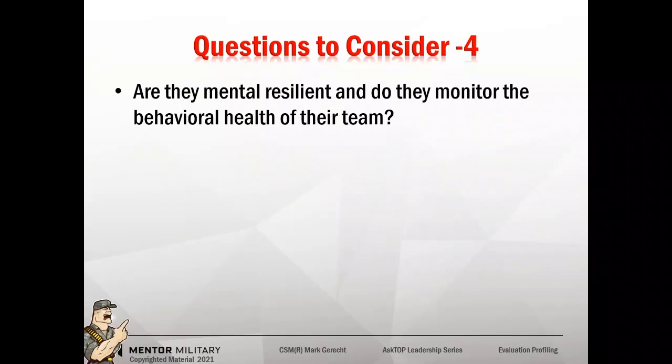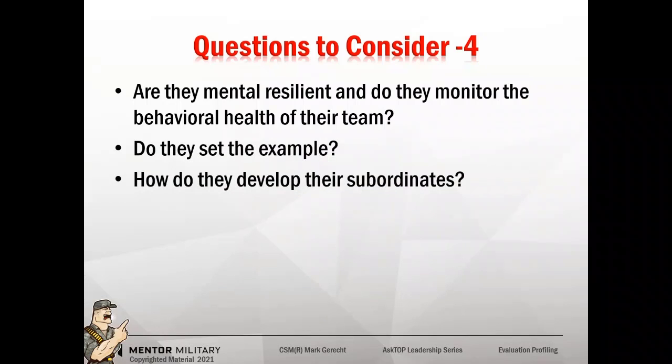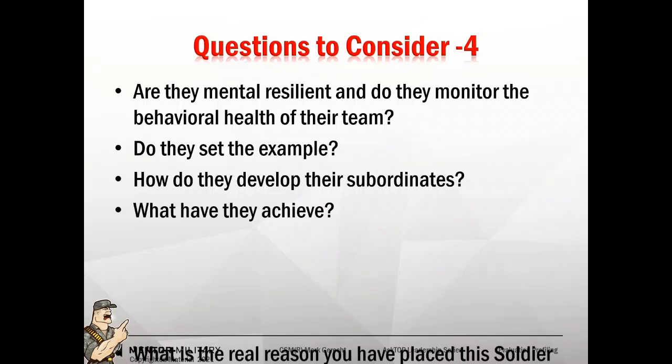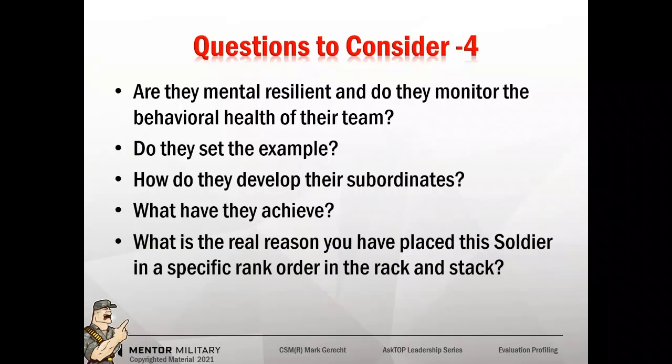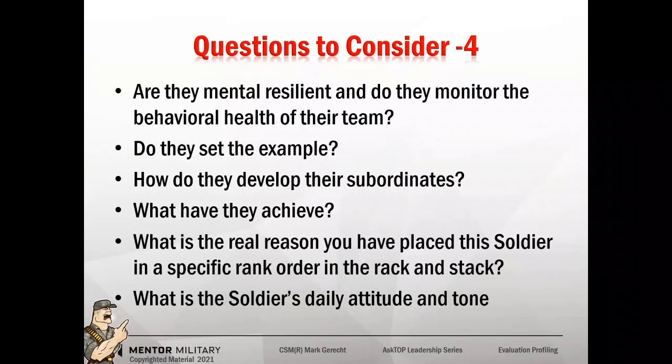Are they mentally resilient, and do they monitor the behavioral health of their team? If so, how are they doing it? Do they set the example? How do they develop their subordinates? What have they achieved? What is the real reason you have placed this soldier in a specific rank order in the rack and stack? Why have you done it? Is it a gut check, or is it fact? What's the soldier's daily attitude and tone?